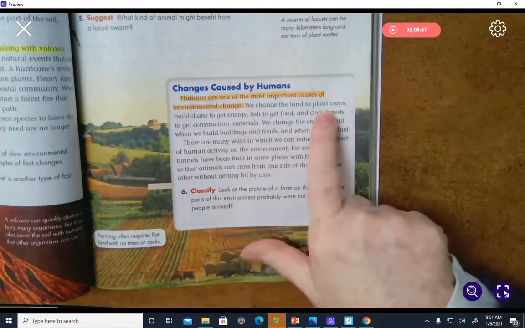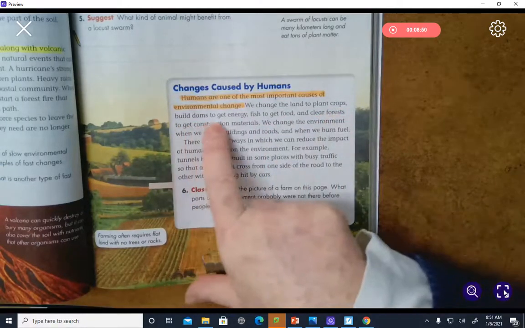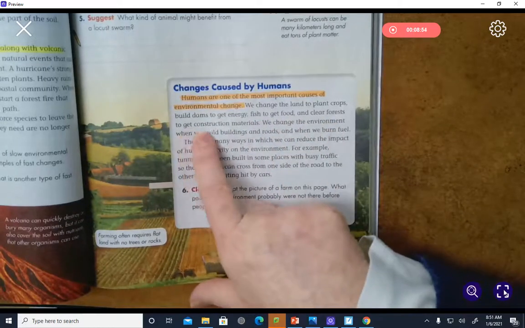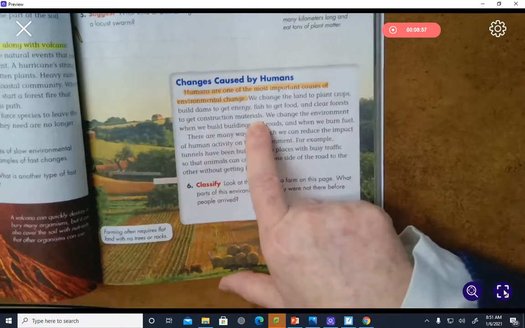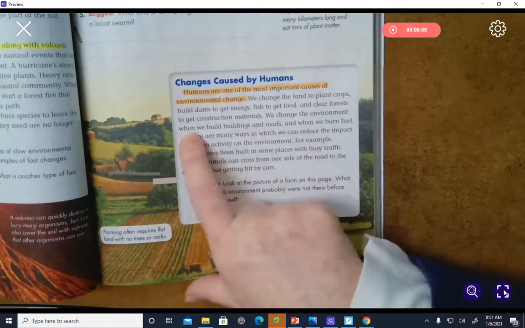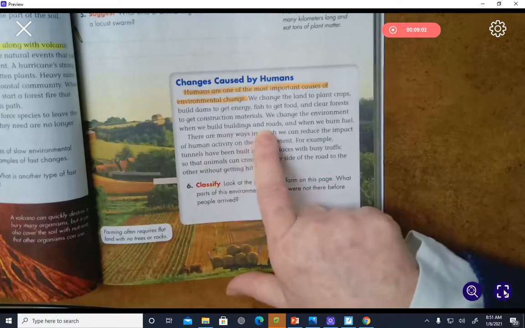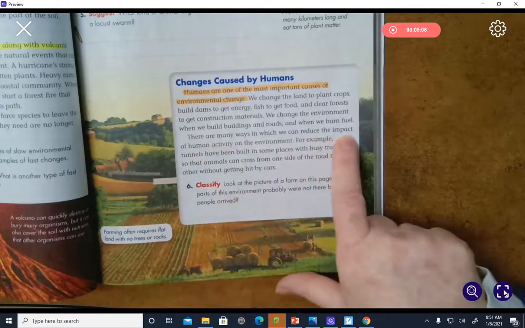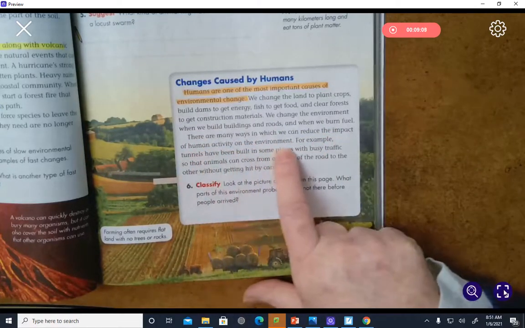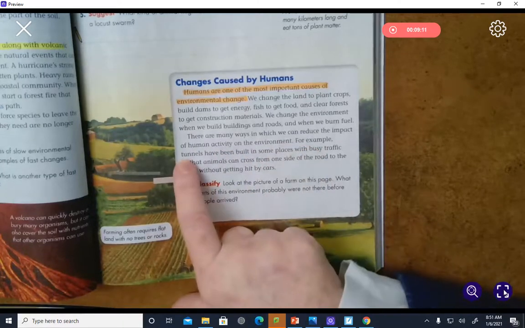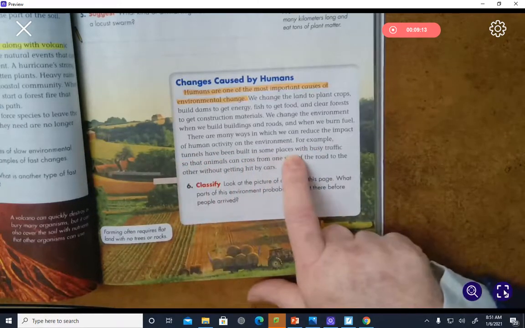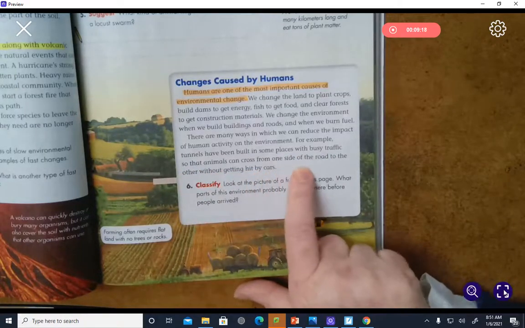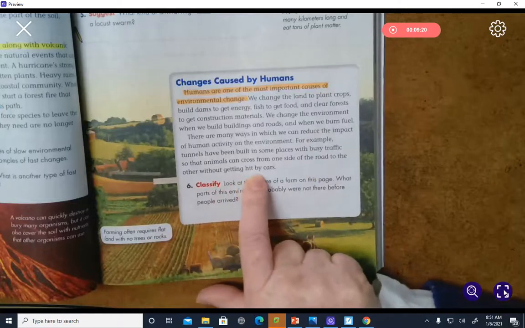We change the land to plant crops and to build dams to get energy, fish to get food, and we clear forests to get construction materials to build shelters. We change the environment when we build buildings and roads and when we burn fuel. There are many ways in which we can reduce the impact of human activity on the environment. For example, tunnels have been built in some places with busy traffic so that animals can cross from one side of the road to the other without getting hit by cars.